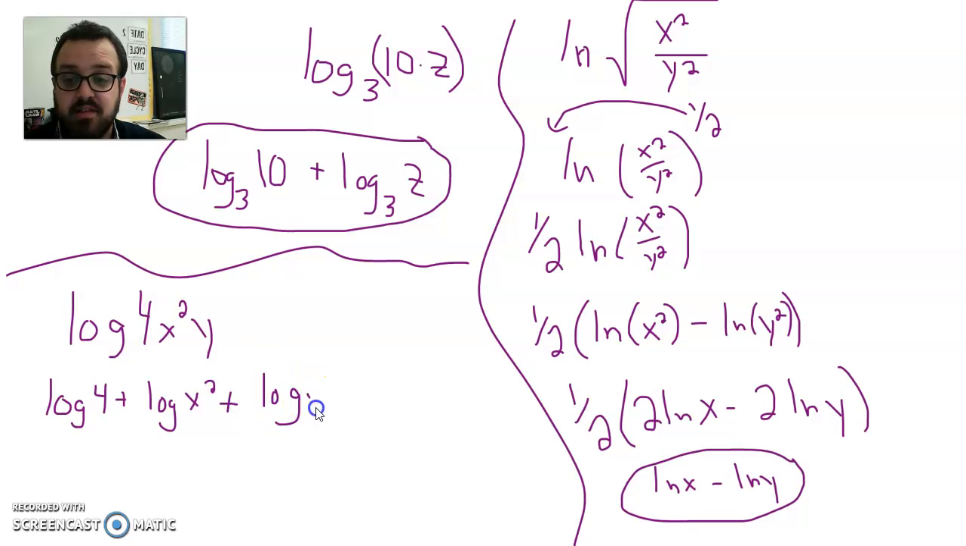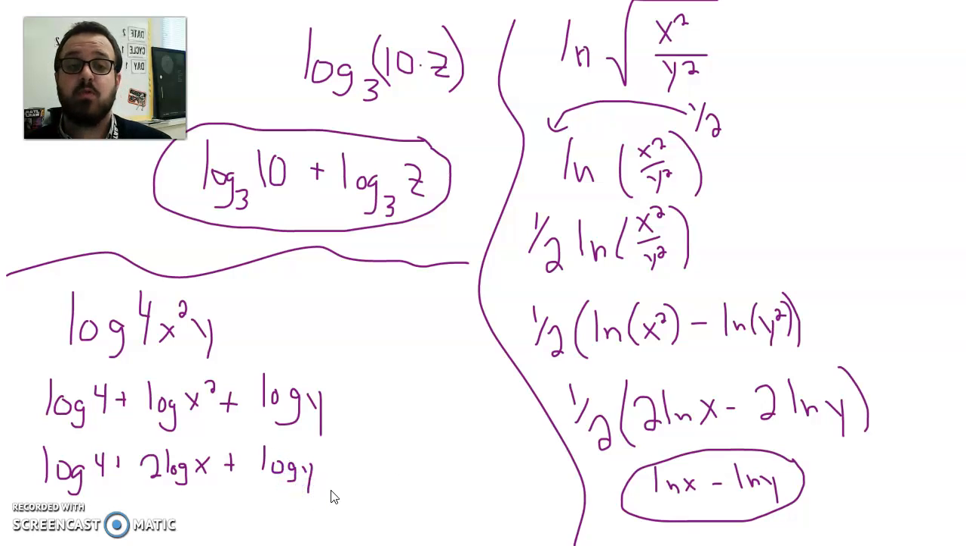And now that I look at these things, I say, hey, when I have an exponent, that can come down in front. So I get the log of 4 plus 2 times the log of x plus the log of y.